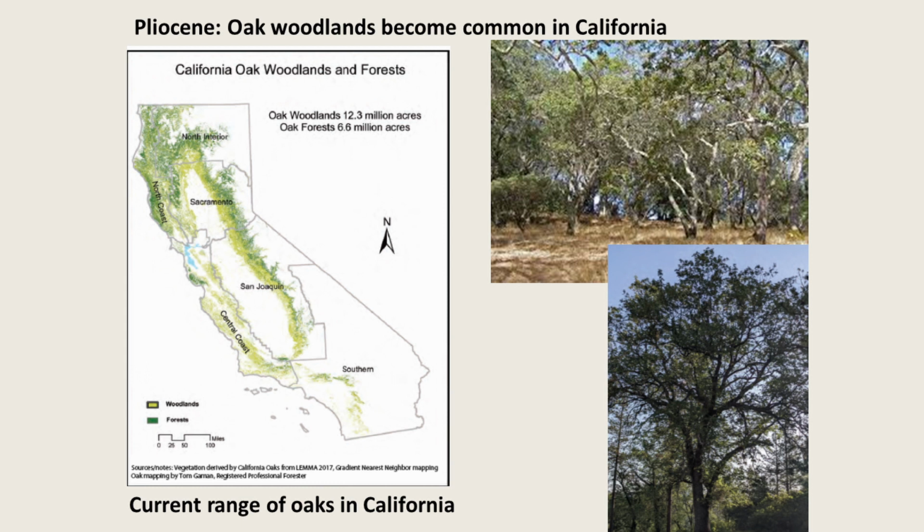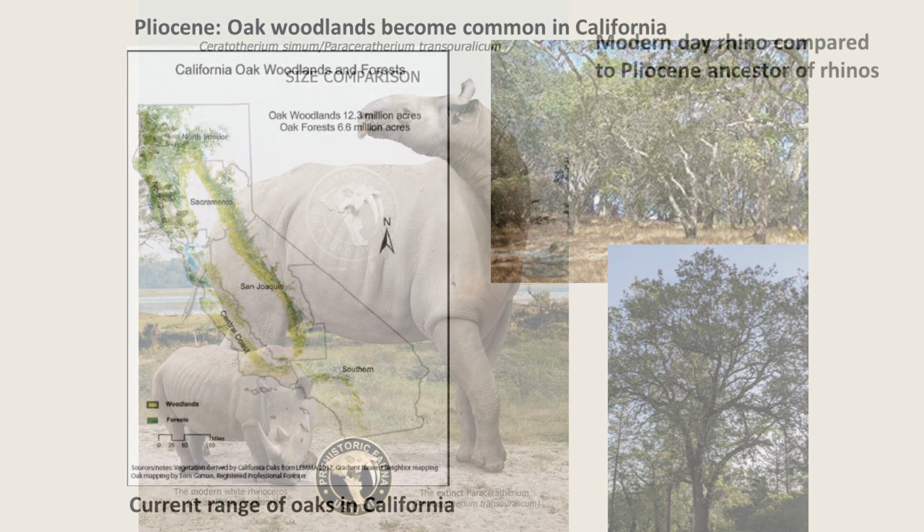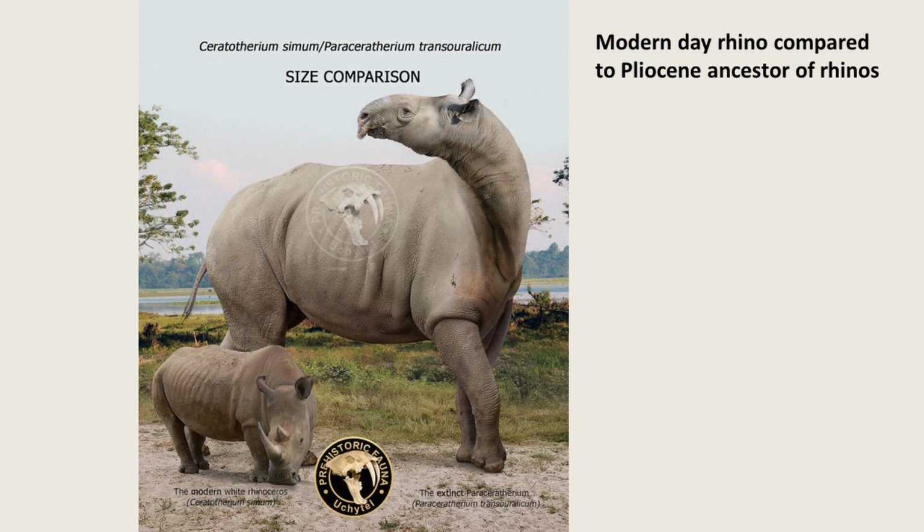Okay, oak woodlands came to California in the Pliocene, and of course are another very common type of vegetation. You can see how many different areas are covered by this, and we have a very large number of different oaks, some of which only occur in California. And another great one. Okay, so here's a modern day rhino. They're pretty big, but this is its extinct cousin called a Paraceratherium, I think that's how you say it.